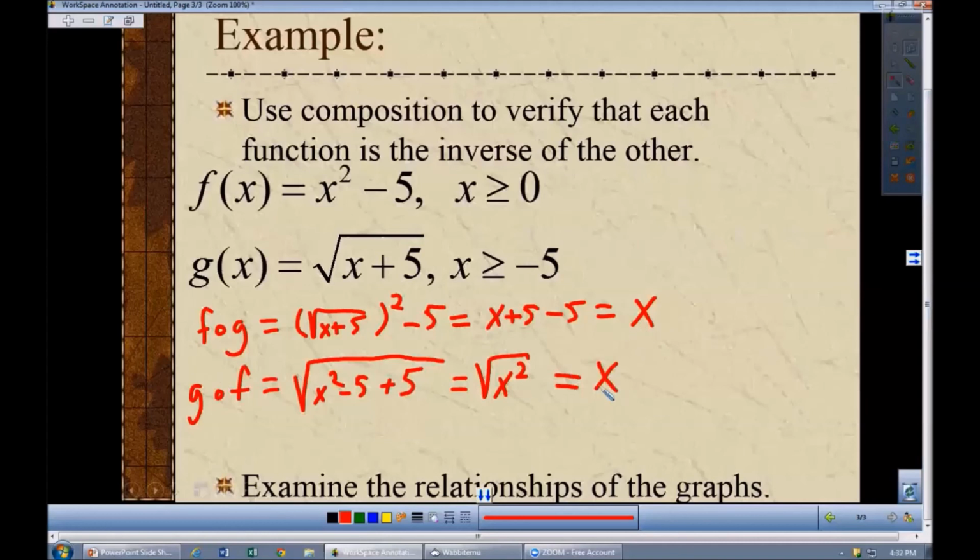G composed with f gave us a result of x. That confirms that f and g are inverses of each other. So yes, f and g are inverses of each other.